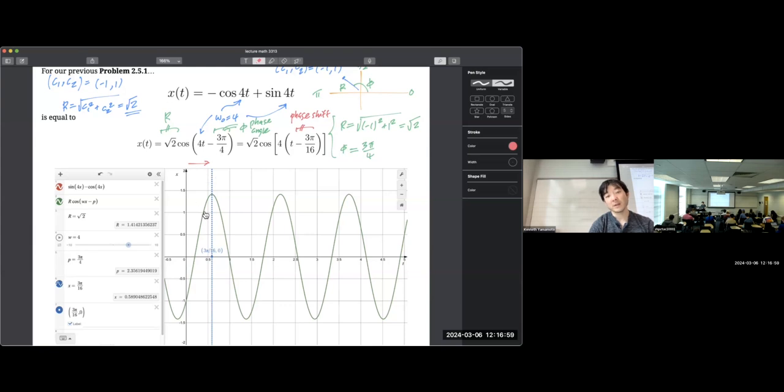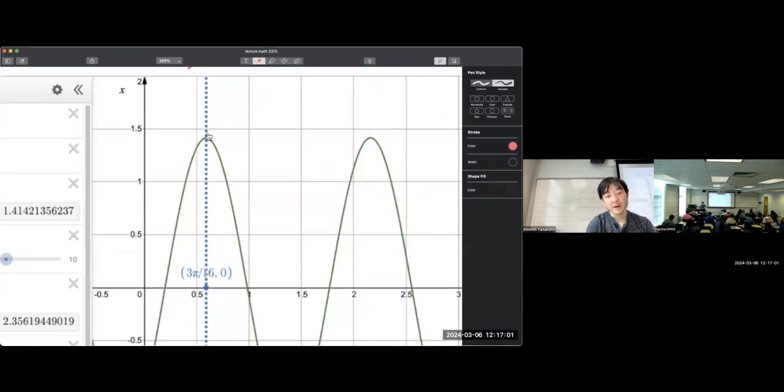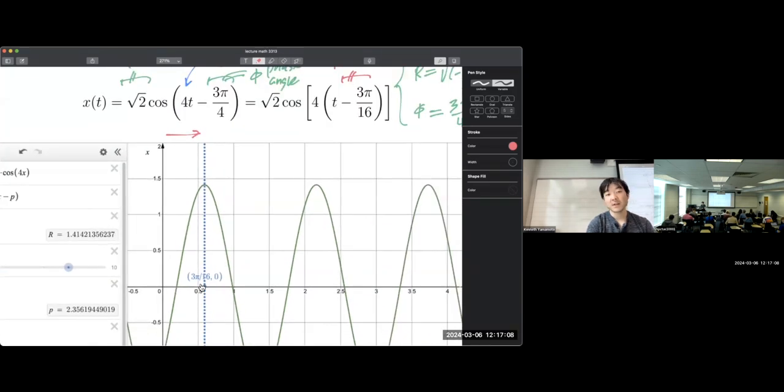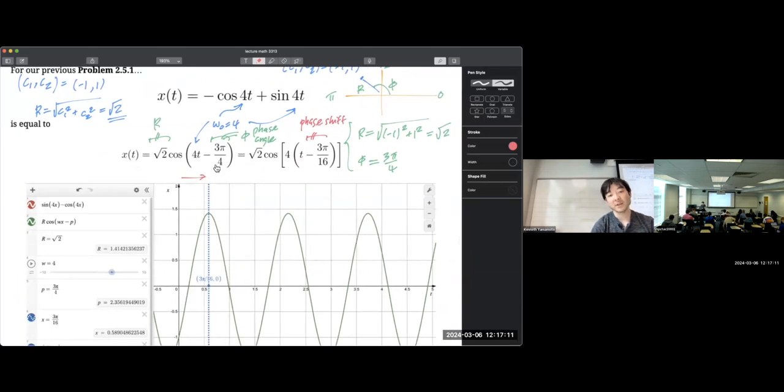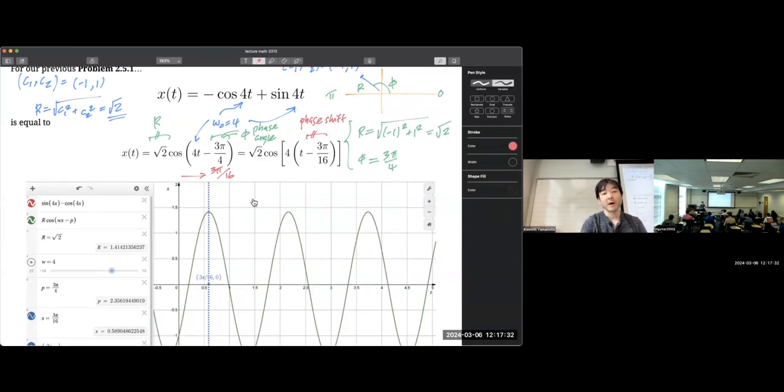But if you look at this graph, I do have a blue line here with a label, 3 pi over 16, which is probably hard to see, but it's just trying to illustrate that this has a phase shift of 3 pi over 16 on a cosine graph. A cosine graph has a peak at the origin, right? And then it looks definitely compressed horizontally. That's because of the 4. And then the negative 3 pi over 16 is just shifted to the right by 3 pi over 16.